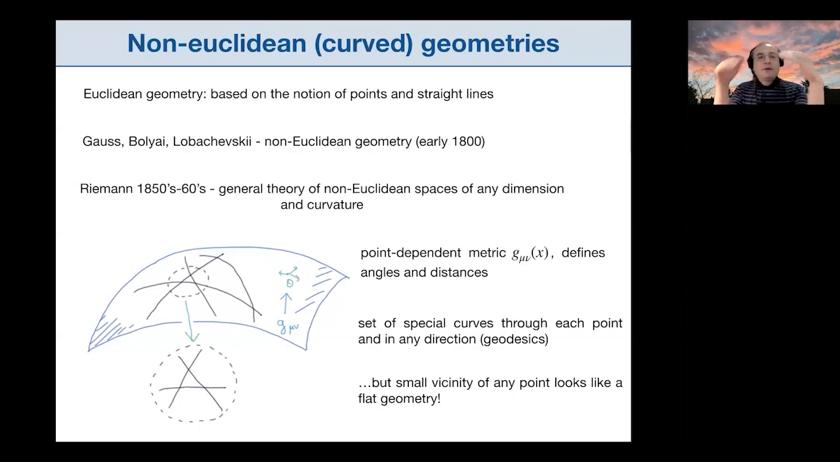So in general relativity, Einstein postulated that space-time has a geometry, but this is not a standard Euclidean or flat geometry. It's a more complicated one. And I would like to give you an intuition of what we mean by curved geometry. So Euclid, one of the greatest mathematicians of ancient Greece, based his geometry as a formal, deductive system on the notions of points and straight lines, and postulated a couple of properties these notions should satisfy.